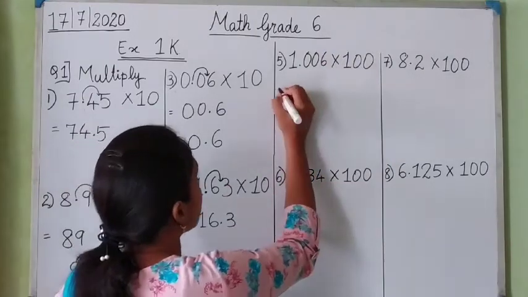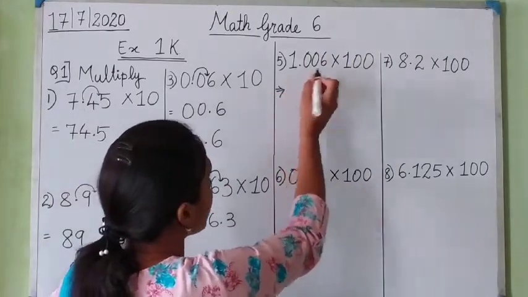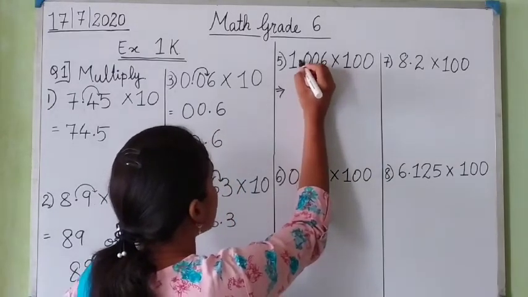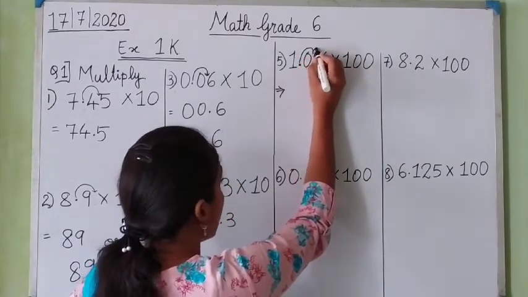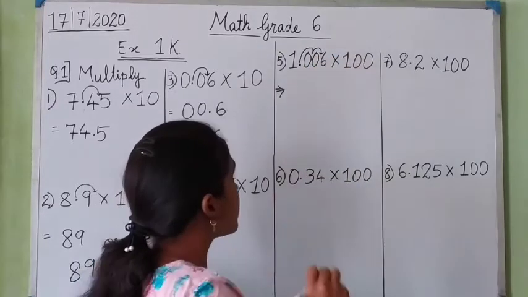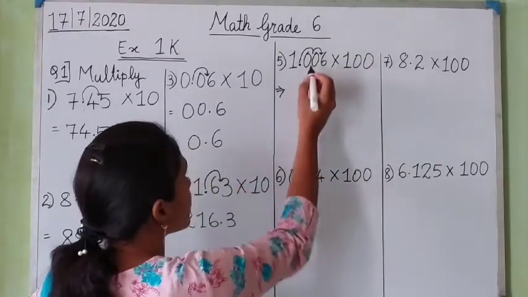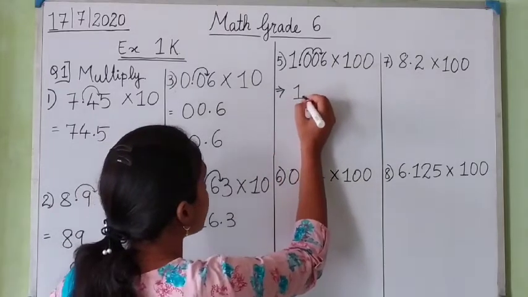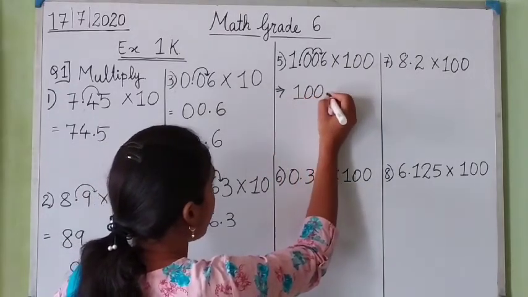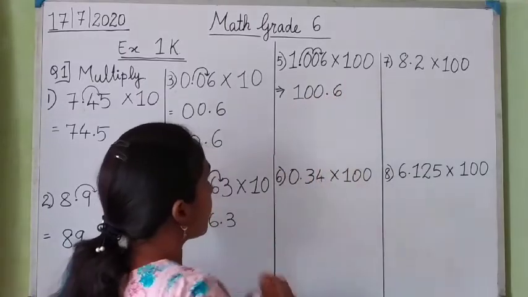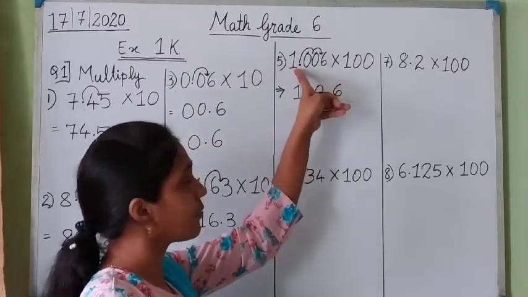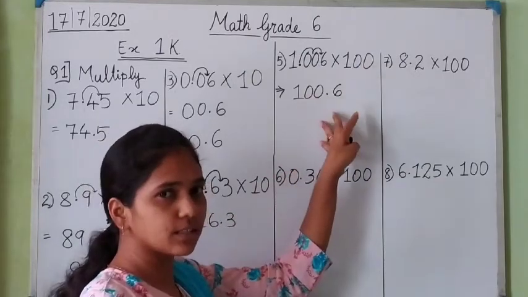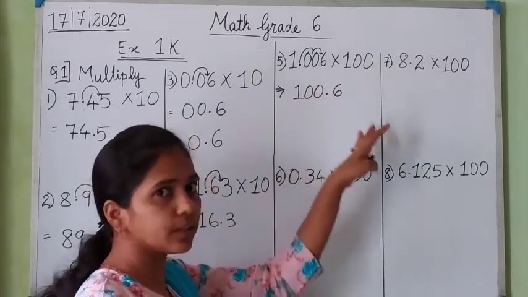Okay, so let's see the fifth example. It is 1.006 into 100. So this decimal point here is going to shift two places. So this is 1 and this is 2. So two places towards the right. Now the decimal point will come in between this 0 and 6. So the number becomes 100.6. This is the multiplication of the given number by 100. So this is very simple. We only have to shift the decimal point.